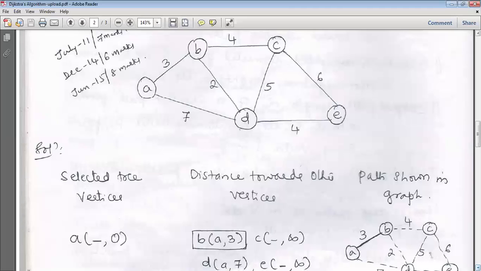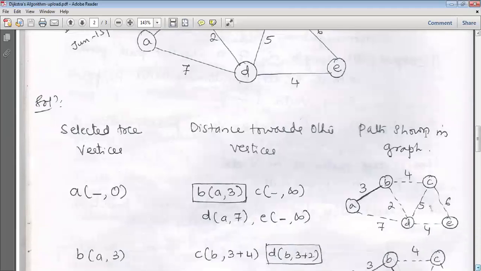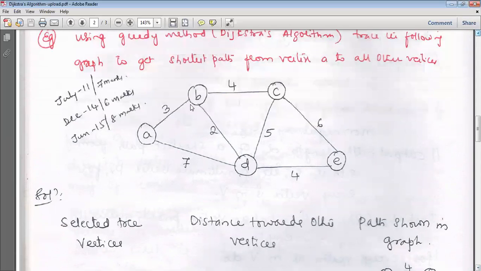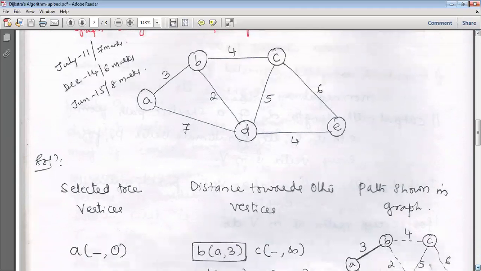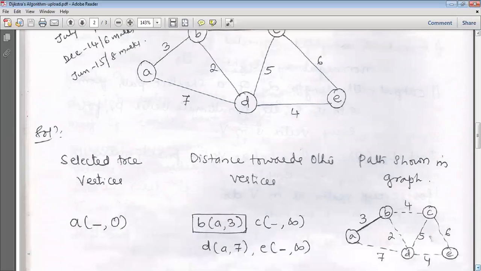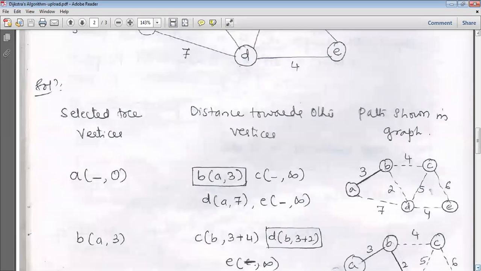Now in the next step, we have started with vertex A. Now in the next step, we are going to consider the vertex B. After considering B, we have direct edges to A, C, D. A is already considered, right? Now we have to consider C and D.